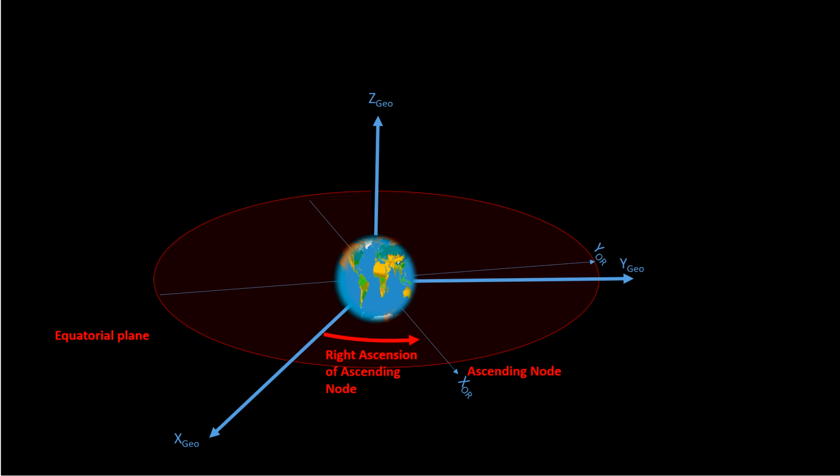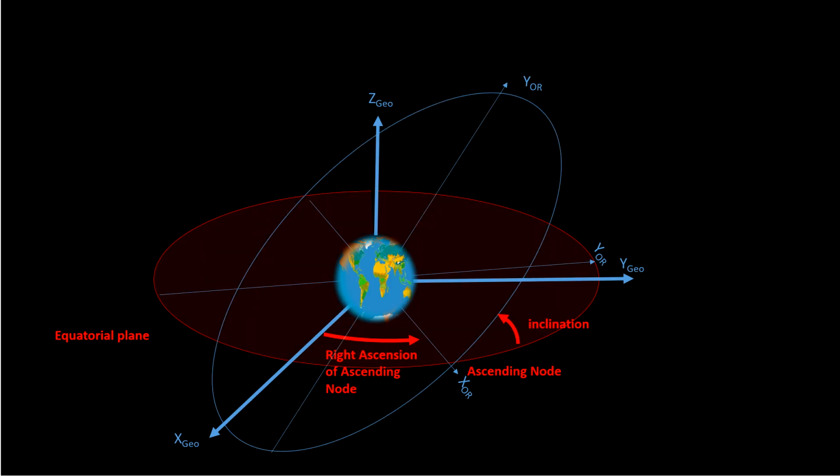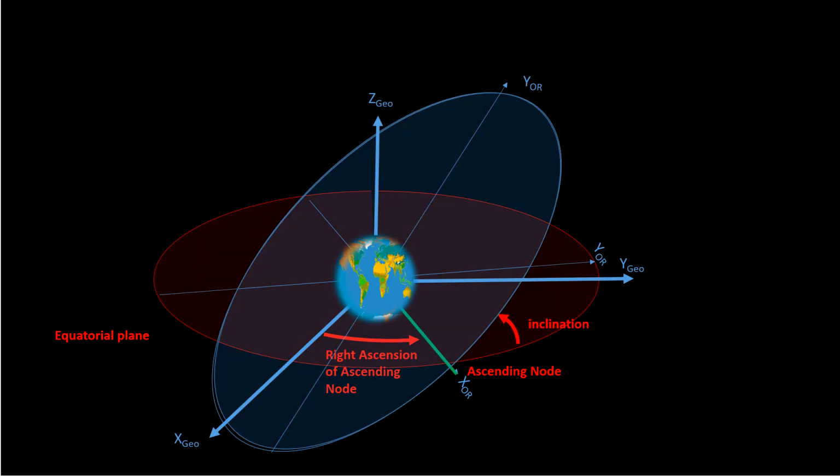Now if I rotate the orbital plane again around the x-axis, I get the inclination. Inclination is the angle between the orbital plane and the equatorial plane, and the intersection between these two planes is called the nodal line. Now I rotate again the orbital plane, or orbital coordinate system, around the z-axis of the system to get the perigee argument.